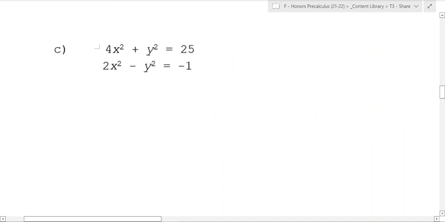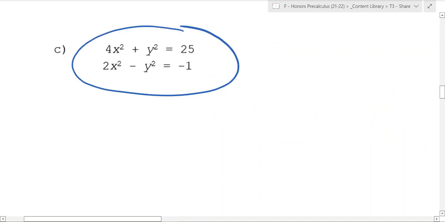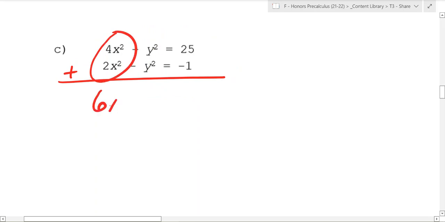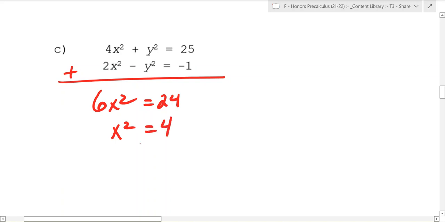So for example, sometimes you get a really nice one like this, and it's nice because you end up with two terms here that are opposites of one another. So what you can do here is called linear combinations, but you can just add these together. So this added together is 6x squared, but when you add the next two, you end up with 0y squared. So this is just equal to 24, 25 minus 1, so x squared is equal to 4. So x is equal to plus or minus 2.